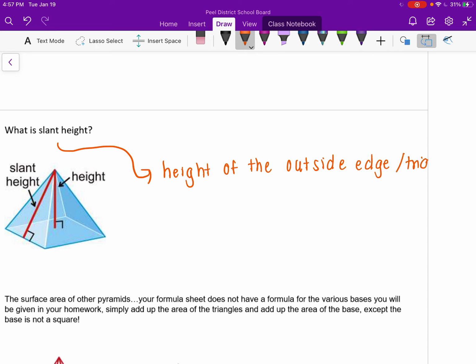Triangle, whatever it might be, right? So the height over here, the height of the shape. If I was to lay this flat, what would be that height? And then the height represents the actual height of the pyramid, which we use to calculate the volume.